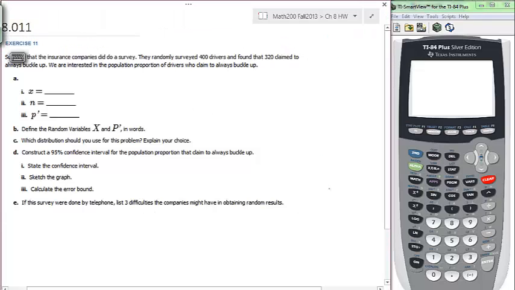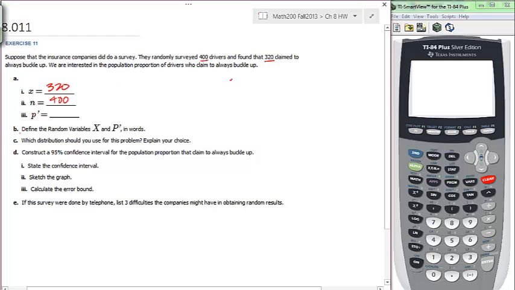So how are we going to approach this problem? Well, part A is asking us for a bunch of statistics. And here it looks like we want to find out what X is. X looks like it's going to be the number of successes that we have, and we'll talk about successes in this scenario. But for us, X is going to be 320. N is going to be the total number surveyed, 400.